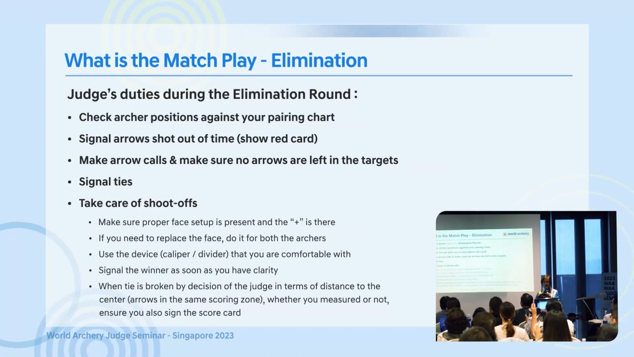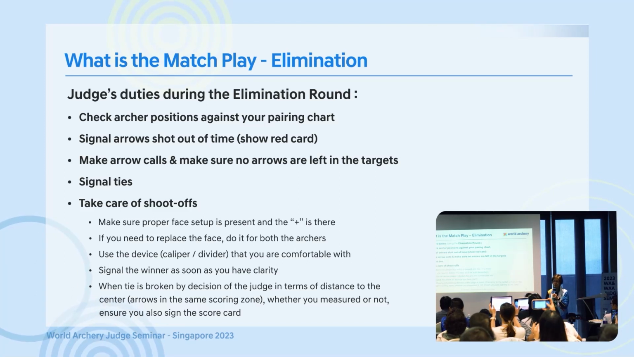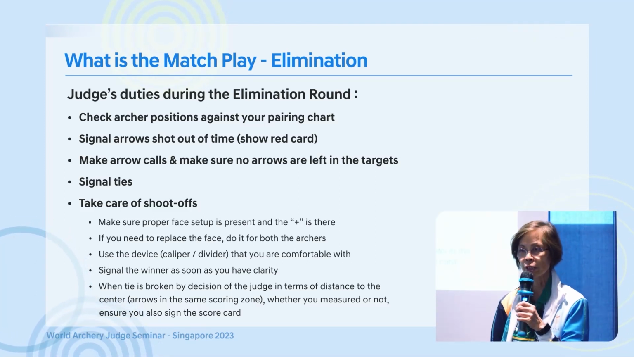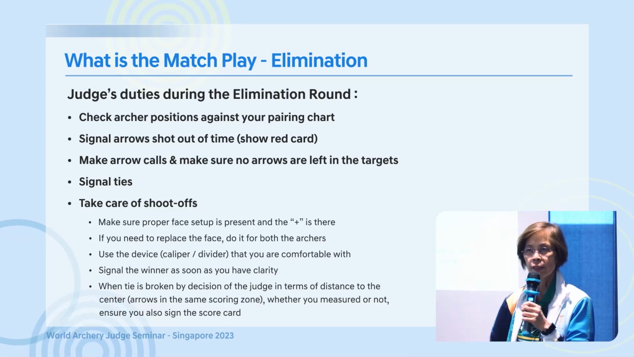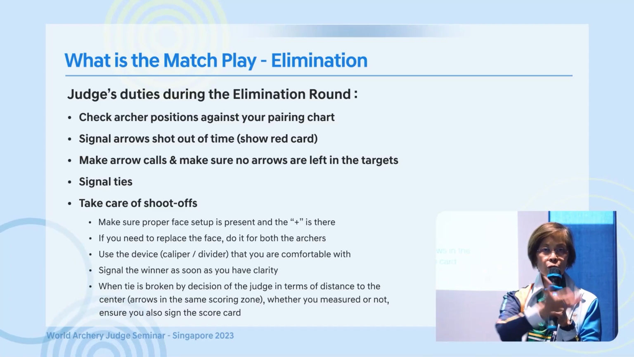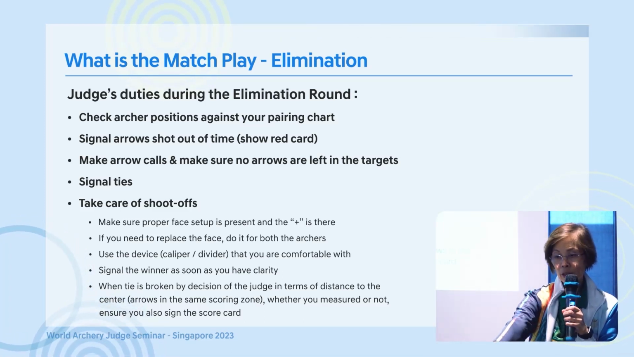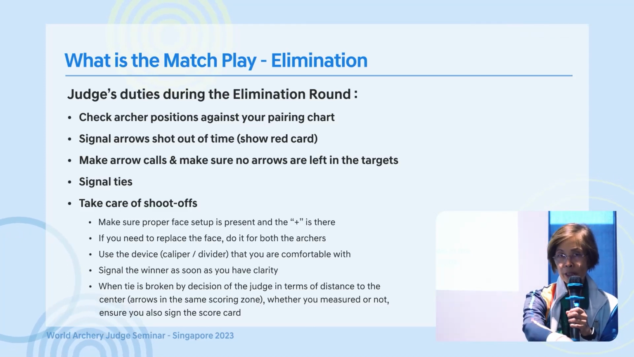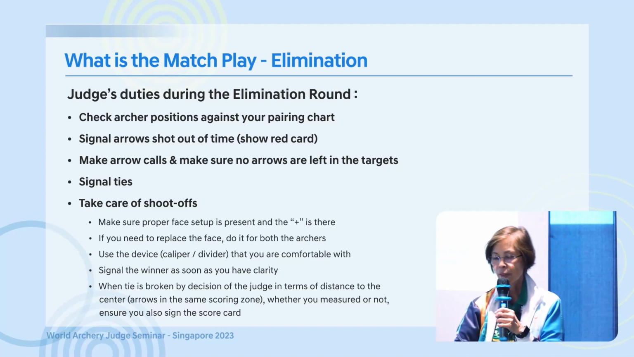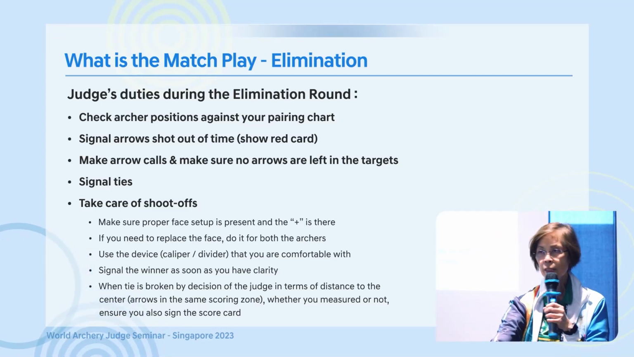So in the eliminations, what are the judges' duties? So again, you check the archers' positions against your pairing chart. And you're given this list. Sometimes you're given a PDA by results. So you check if the right people are there, and if the names on the nameplates in front of the shooting line are correct. And you don't start anything until everything is verified and correct.